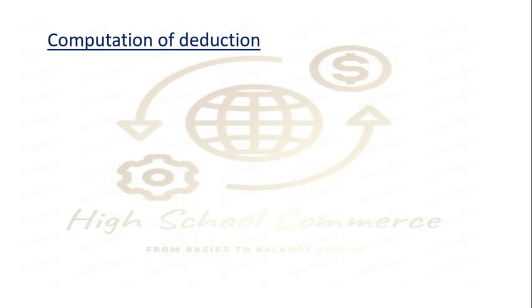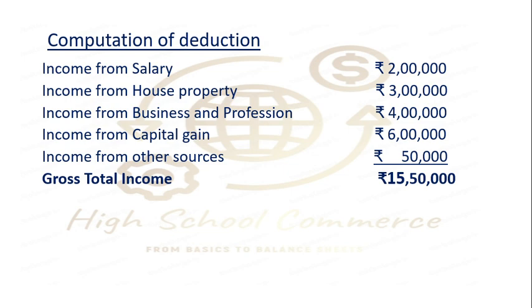Computation of deduction. First we need to calculate the gross total income. To calculate the gross total income, we need to add 5 heads: income from salary, income from house property, income from business and profession, income from capital gain, and income from other sources. Here I have put certain amounts randomly against all the heads. If I combine all these numbers, the total comes to 15,50,000, which is my gross total income.